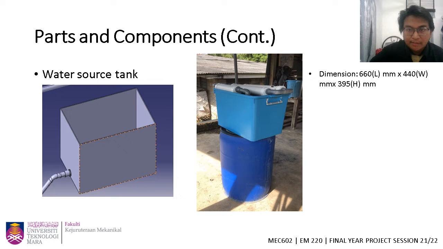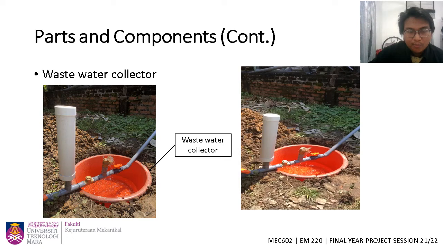This is the water source tank with the dimensions of 660 millimeter length, 440 width, and 395 millimeter height. The water source tank is indicated as the fish tank for the aquaponic system. This is the wastewater collector tank, so it can collect all the water spilled from the wastewater check valve. So the water is able to be used again in the water source tank.